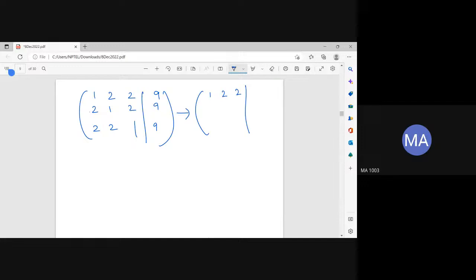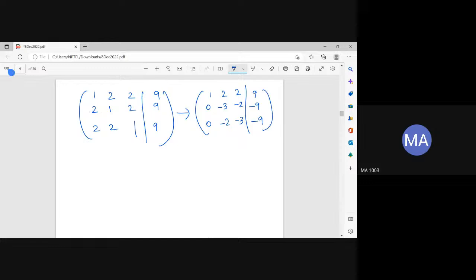X, y, z is 27 by 5. Is that right? 9 by 5, 9 by 5, 9 by 5. Is it correct, ma'am? Yes. 2 minus 4 is minus 2, 1 minus 4 is minus 3, 9 minus 18 is minus 9.